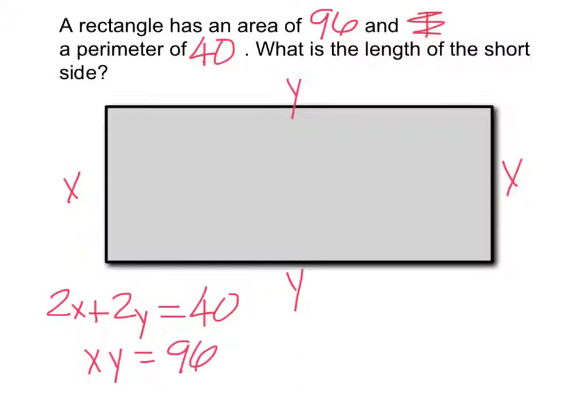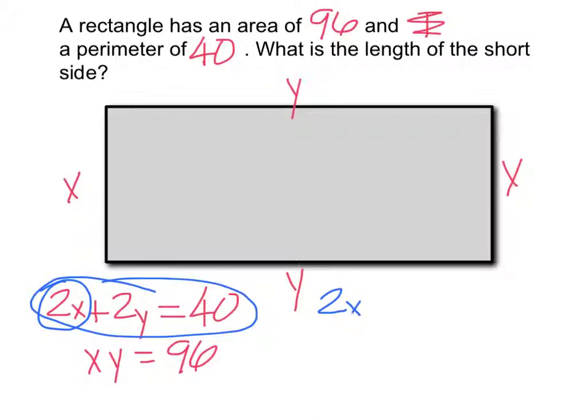Now what you have to do is to get this equation equal to x. So here's x, and if you keep it on the left and move this to the right, you have 2x equals 40 minus 2y. Can you do that much? Alright, you got that much.